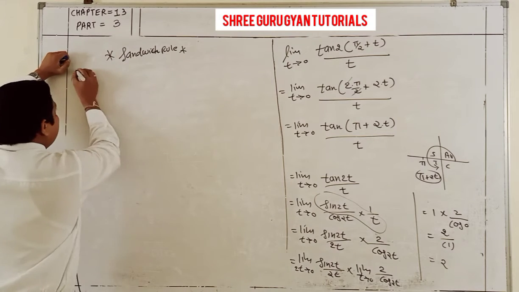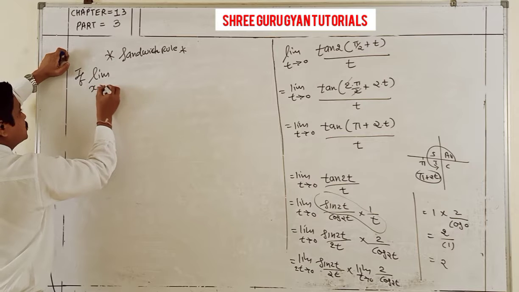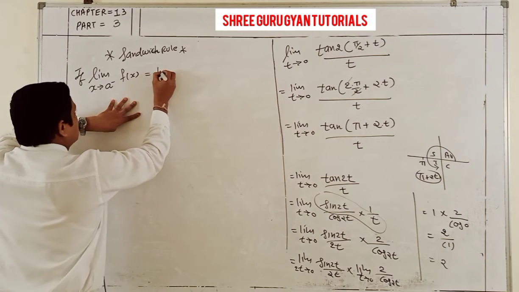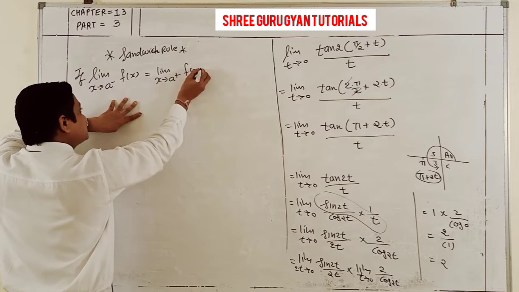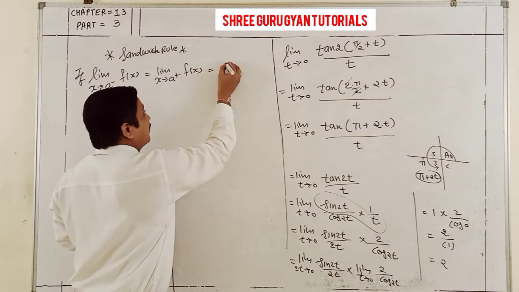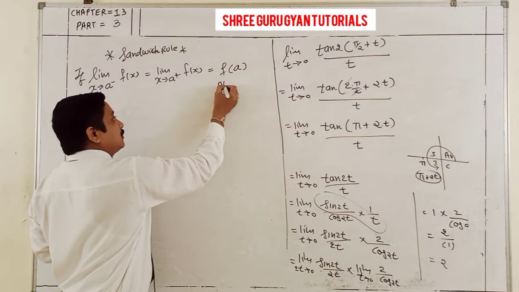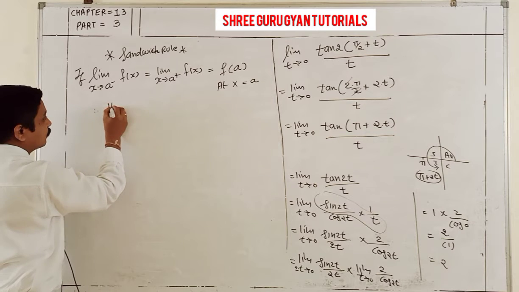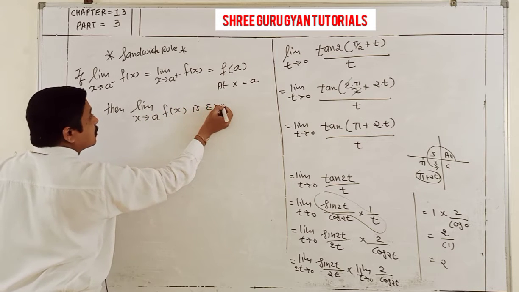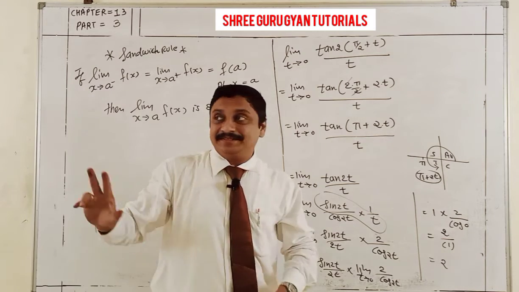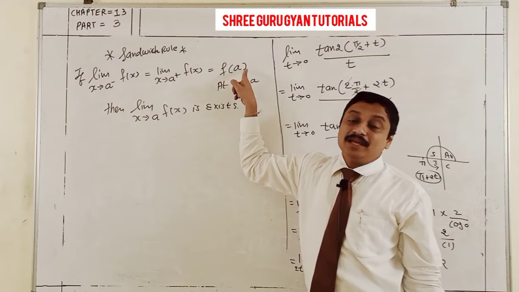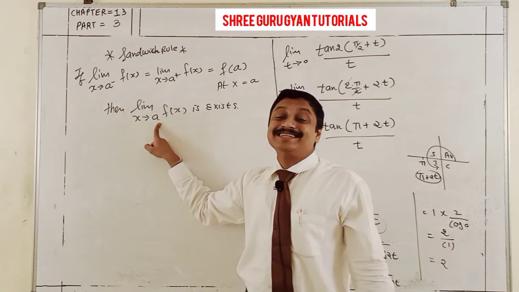Same as here. Students, limit x tends to a negative of f(x), this minus indicates the left hand side limit, is equal to limit x tends to a positive of f(x), this plus indicates the right hand side limit, and f(a), the function at x equal to a. Then the limit x tends to a of f(x) exists. One more time repeat: the left hand side limit is indicated by minus a, the right hand side limit by plus a, and the original function f(x) by putting x equal to a. If all are the same, then the limit exists for x tends to a.